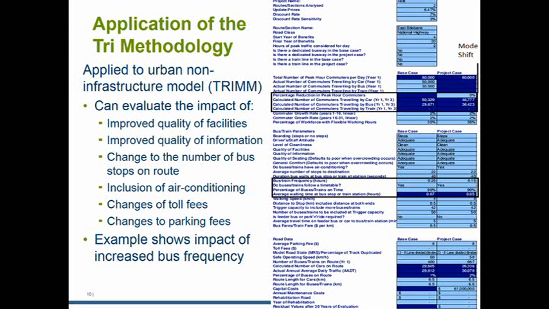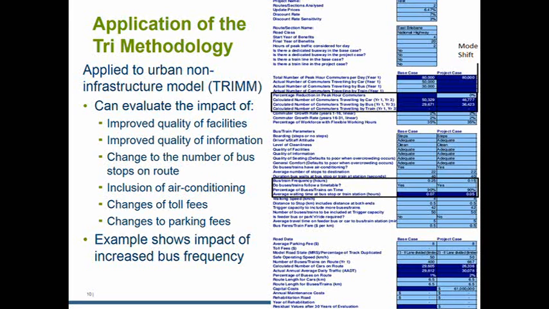So now I'm going to show you how this methodology has been applied. This model here is called TRIM, the triangle multimodal model. As we explained earlier, we've got these distributions of perceived costs for cars, buses and trains. This model takes that into account, but it applies it to non-infrastructure initiatives.